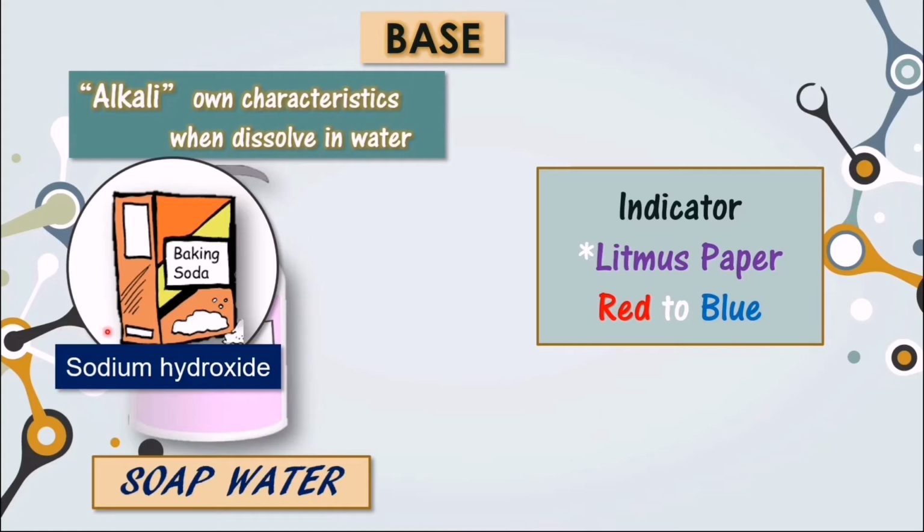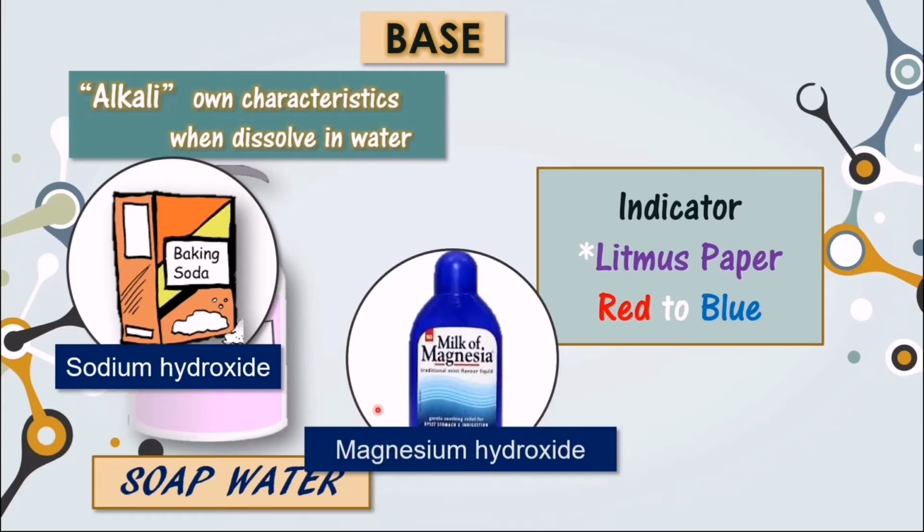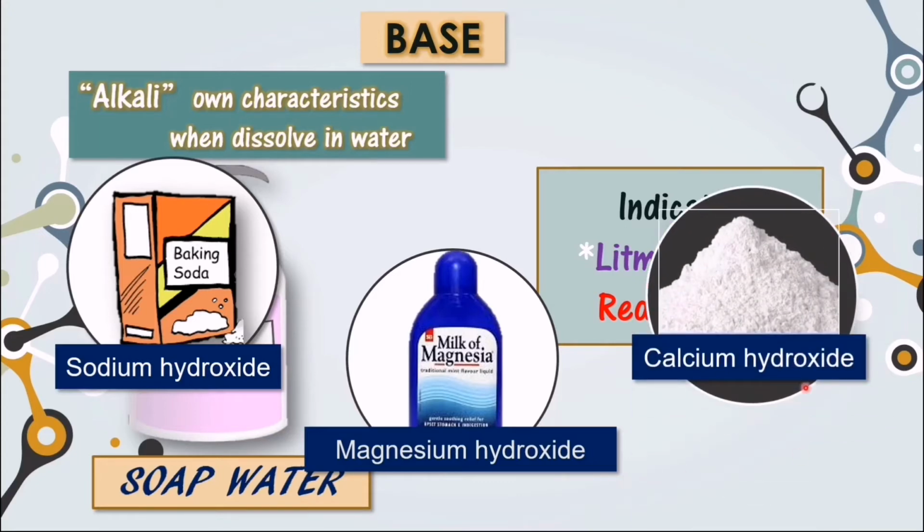So, we have here an example of base. We have sodium hydroxide, or also known as baking soda. Magnesium hydroxide. Para unsa man na siya, class? Milk of magnesia. Kinsa nakainom ana? Di ba kanang gina-ulcer, kanang bloated imong tummy, imong tiyan, mag-drink ka og milk of magnesia base para mawala ang acid sa imong tiyan. Next is calcium hydroxide, or also known as lime water or lihiya.